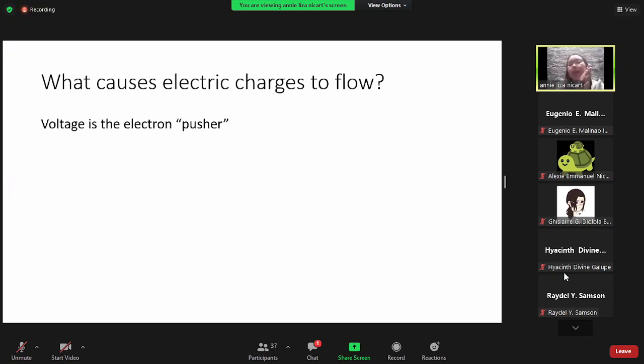Kasi hindi mo na pwedeng i-rub lang, tayo yung mag-guide sa mga electrons na mag-move. Okay, hindi natin kaya yan. So pwede lang tayo mag-provide ng voltage source. Ano yung mga voltage source natin? So we have batteries, generators, electrolytic batteries or yung mga dry cells, so mga batteries. So sila yung mga voltage source.